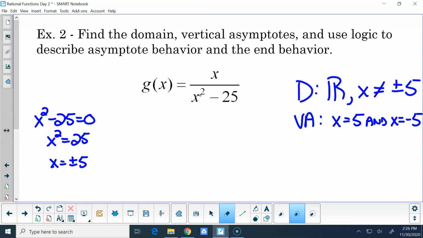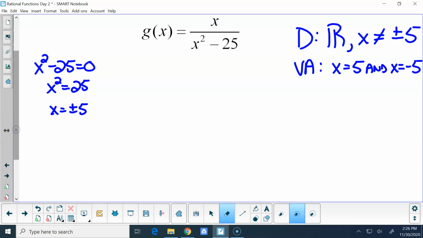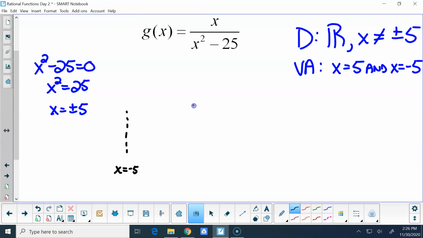So now we're going to have to do some logic here. So we've got 2 vertical asymptotes. We've got one at x equals negative 5, and one at x equals 5. Okay? So I'm going to have to go from the left on this one, the right on that one, from the left on this one, and from the right on that one. So I've got 4 different asymptotal behaviors to do here.